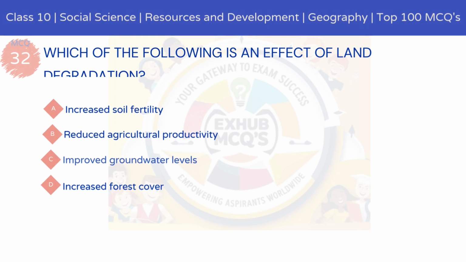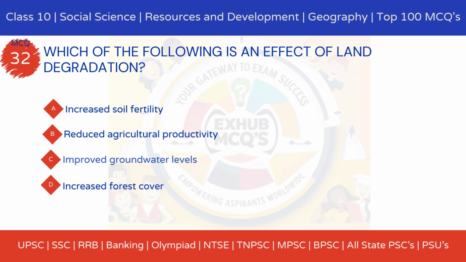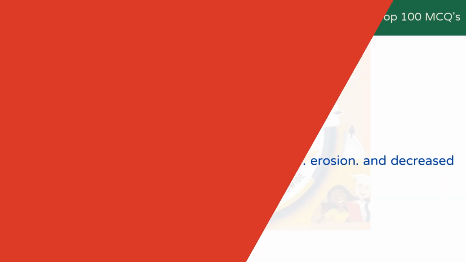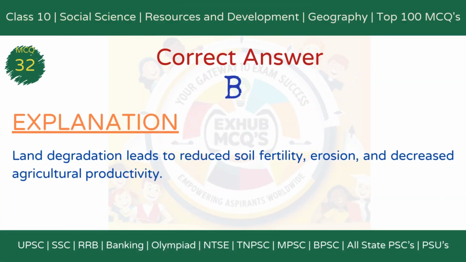MCQ32. Which of the following is an effect of land degradation? Option A, increased soil fertility. Option B, reduced agricultural productivity. Option C, improved groundwater levels. Option D, increased forest cover. The correct answer is option B, reduced agricultural productivity. Explanation: Land degradation leads to reduced soil fertility, erosion, and decreased agricultural productivity.